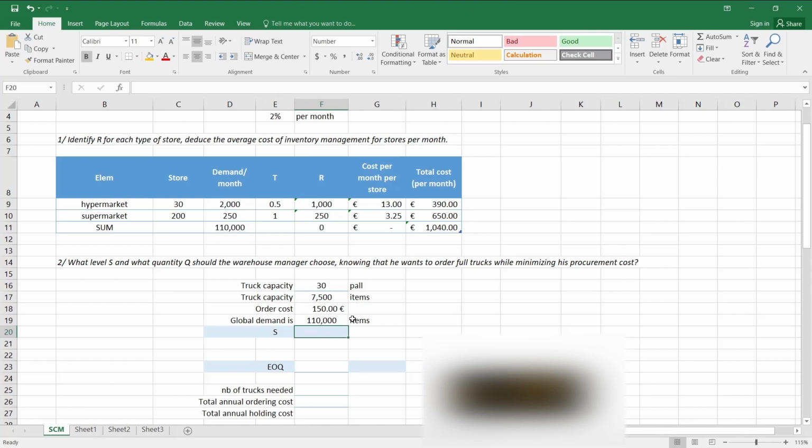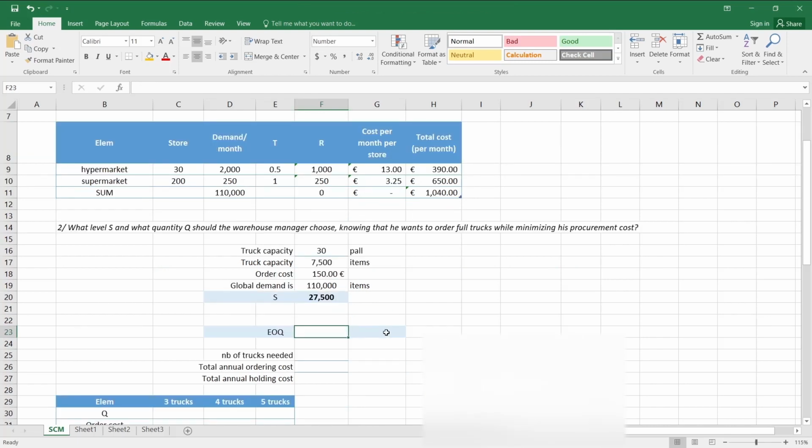Okay, so in order to determine what would be our S, which is our threshold, since we know that the lead time demand is 1 week, and since we are talking about a monthly demand here, we are simply going to divide the global demand by 4, because we have 4 weeks, and that will give us 27,500 items. So here, once we reach a level of 27,500 items, we are going to proceed with a replenishment.